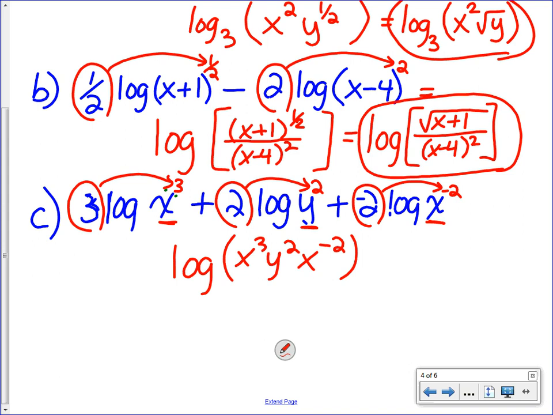Okay, now there's some simplifying that we can do inside our parentheses because we have x cubed times x to the negative 2. You're multiplying powers of the same base. So that's when you add your exponents. So this will actually simplify to the log of x times y squared. Because we're going to add 3 plus negative 2.